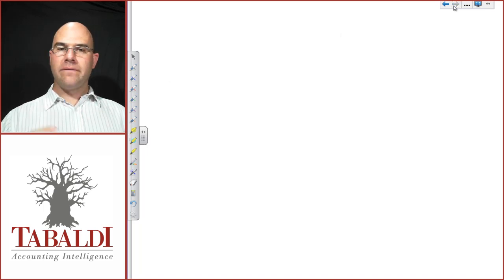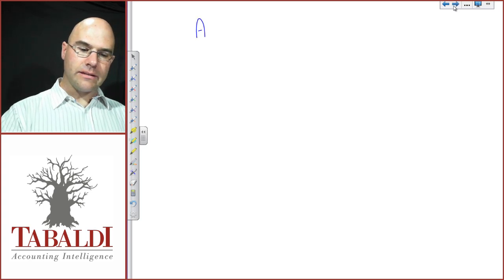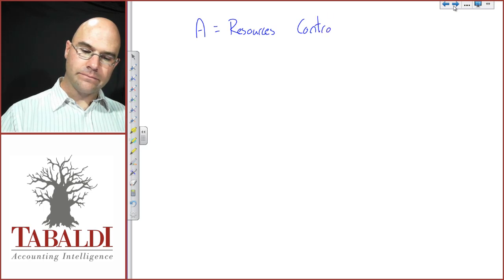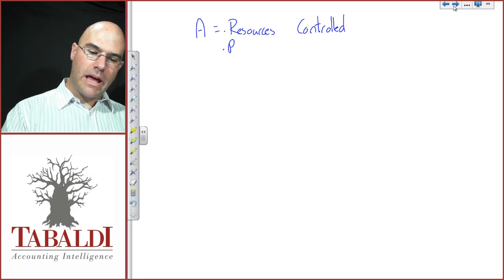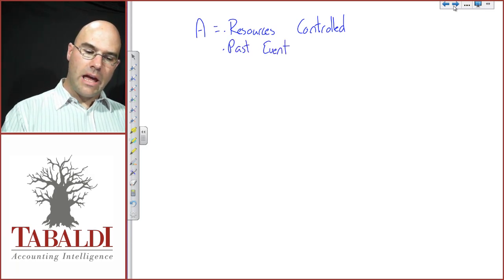Great, I hope you've found this useful. Please just remember, assets. Okay, assets are resources controlled by the entity, resulting from a past event, and from which there will be an inflow of future economic benefits.